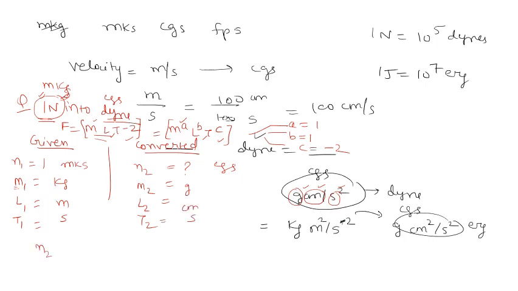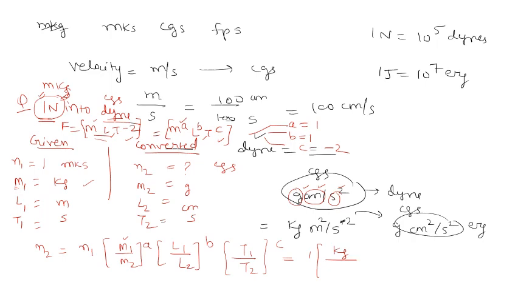So the formula is n2 equals n1 times M1 upon M2 raised to power a, L1 upon L2 raised to power b, and T1 upon T2 raised to power c. Okay, now put all the values. n1 is 1. Here M1 is kg, M2 is gram, raised to power a which is 1. L1 is meter, L2 is centimeter, raised to power b which is 1. T1 is second, T2 is second because time remains the same, raised to power c which is minus 2, right?